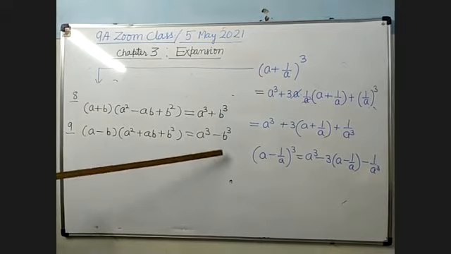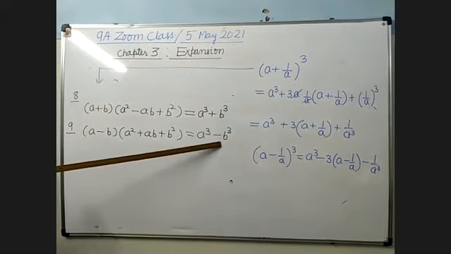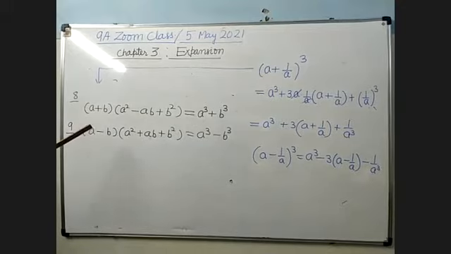What will be the factors of a cube minus b cube? A minus b in one bracket. In the other bracket, a square plus ab plus b square. Is it clear? This thing is clear.